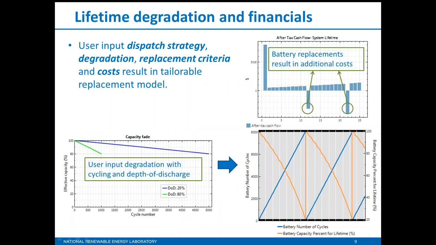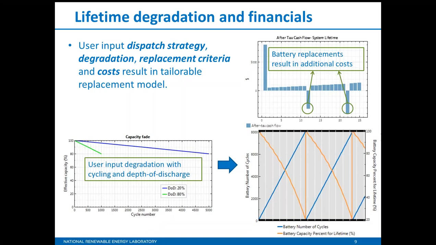So as I've mentioned a couple times, it's really important to consider how cycling the battery affects the battery lifetime, because as you cycle, the battery loses capacity, and then you eventually have to consider replacing it. And that introduces potential large capital replacement costs. And so this plot on the bottom left here, this is the kind of information that you, the user, have to input. So we leave it up to you to input the degradation of your battery.